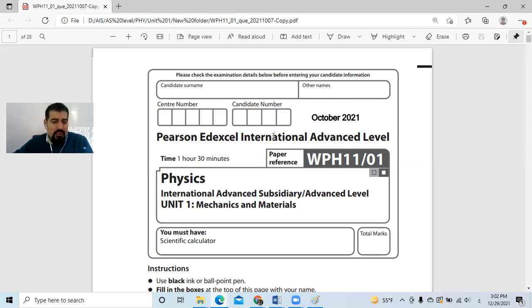Today we are going to answer October-November 2021 Physics Unit 1 Edexcel. In this paper, we don't have the mark scheme yet, so we are going to answer it now, and we will see later when the results come out what the mark scheme is and what the answers are, if we got it correct or not, inshallah.